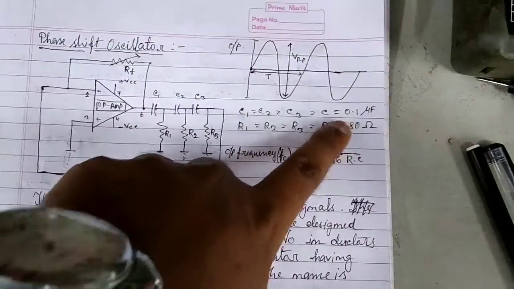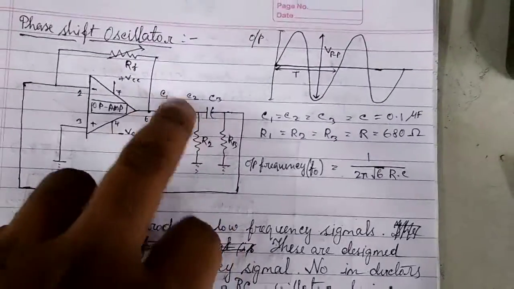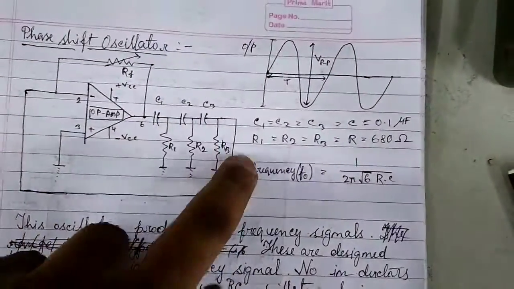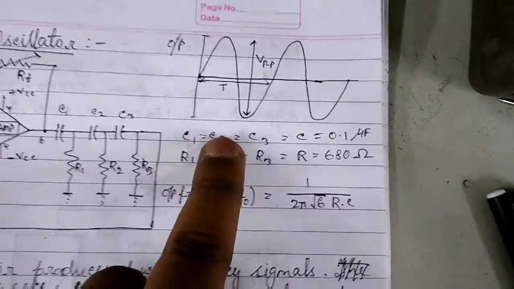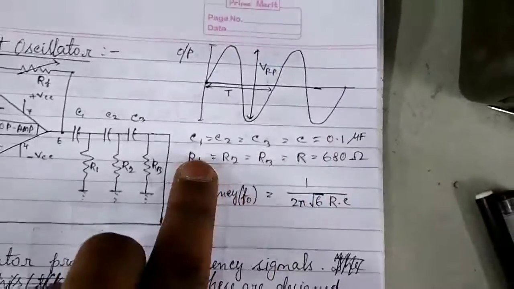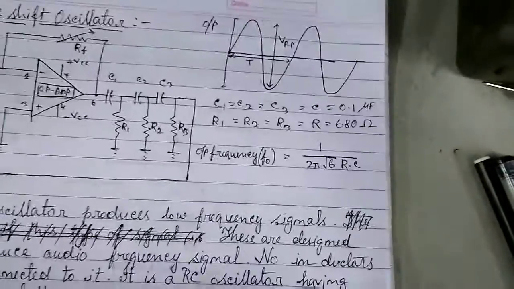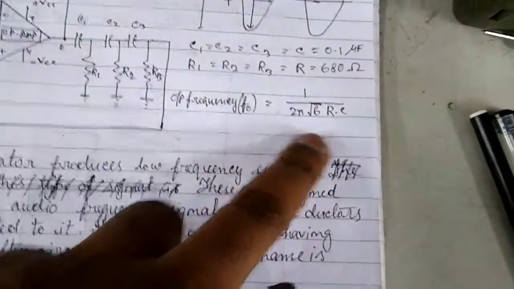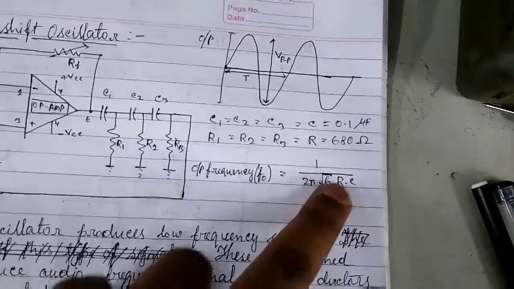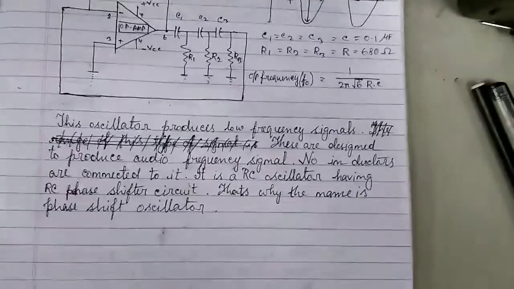The output signal is a sinusoidal wave. These are the values of R and C. All these C1, C2, C3 and R1, R2, R3 are of equal values. So we have assumed that C1 equal to C2 equal to C3 equal to C and R1, R2, R3 equal to R. And this is the output frequency, 1 by 2 pi root 6 RC. Now why this root 6? This has also been described in the PDF manual. So see that first.